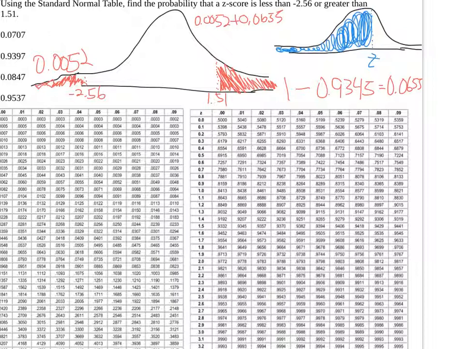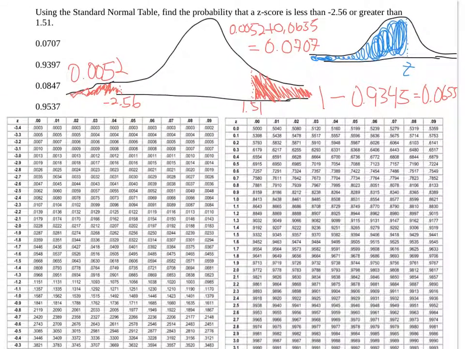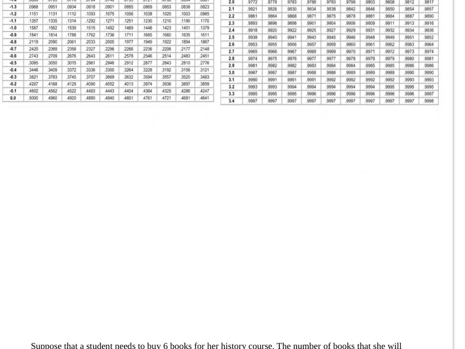Which is going to be equal to 0.0707. And won't you know it, that's an answer option right there. And that's how you come across it. So it's best to visualize what you're looking for and what the table's giving you, and with those two you can figure out the answer. Let's move on. That's a pretty tough one.